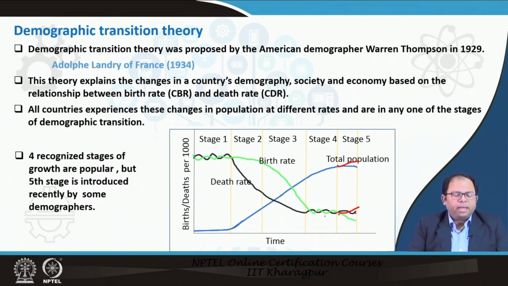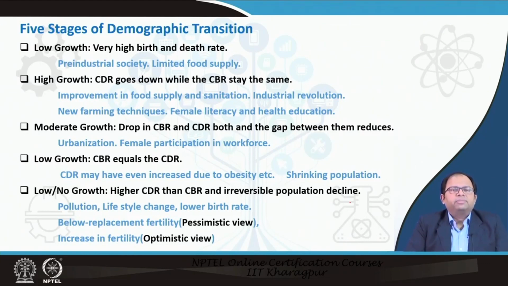But recently, a 5th stage has also been introduced by some demographers, where we say that there may be a permanent fall in the death rate, or there could be a situation where the population is either increasing, or a situation where the population is actually falling. It depends on both the birth rate and the fertility rate. So let us explain these 5 stages in detail, and how they influence society.